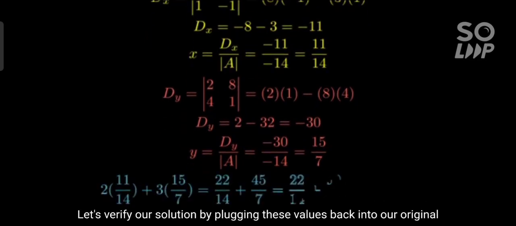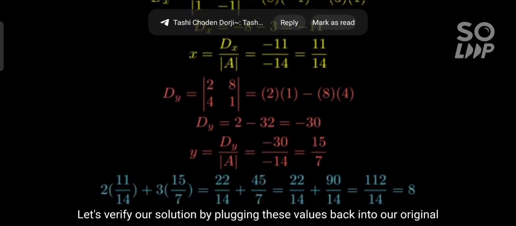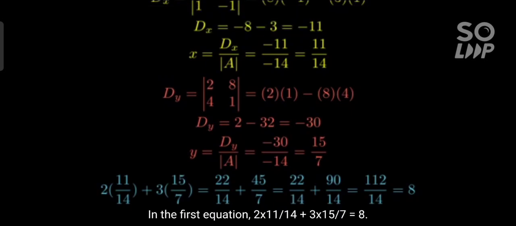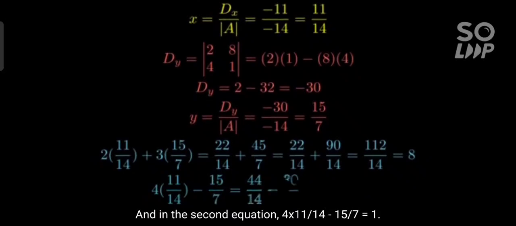Let's verify our solution by plugging these values back into our original equations. In the first equation, 2 times 11/14 plus 3 times 15/7 equals 8. And in the second equation, 4 times 11/14 minus 15/7 equals 1.